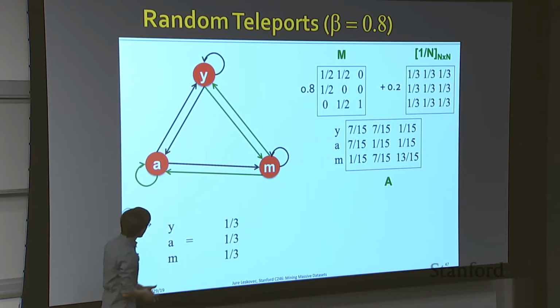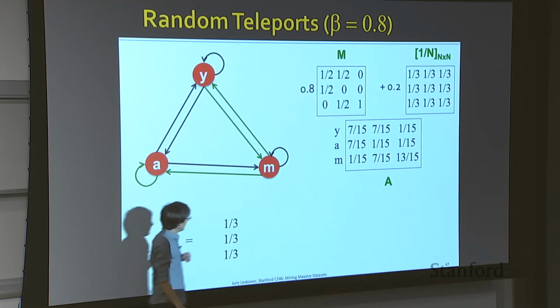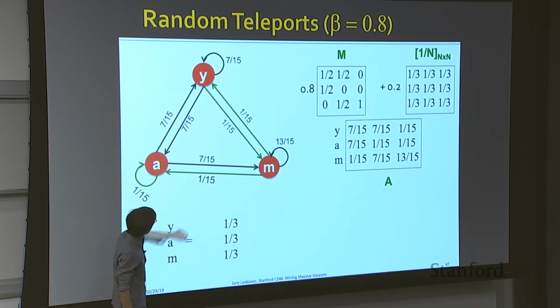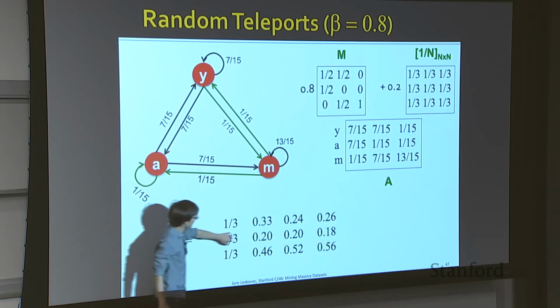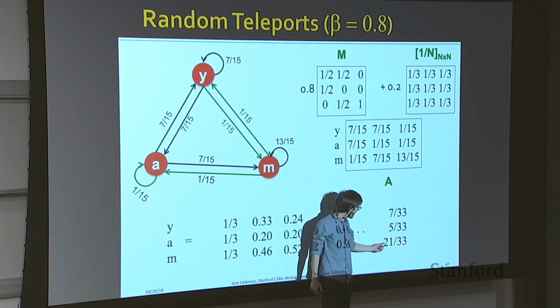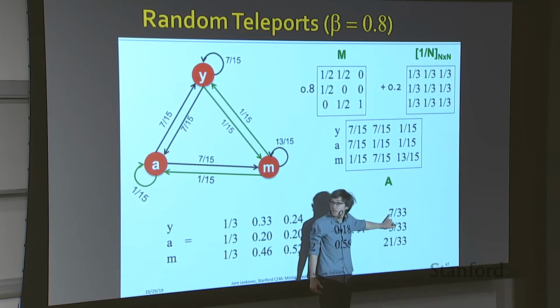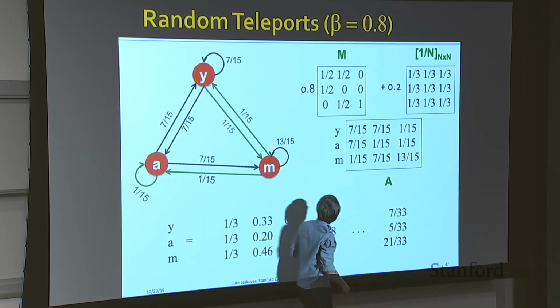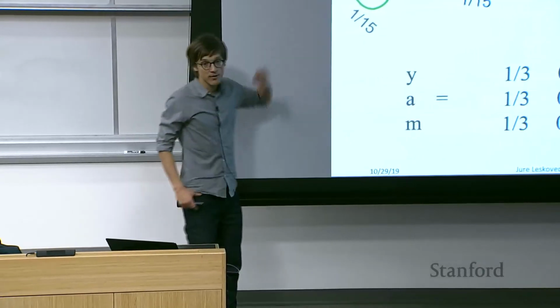So this means now, if I take my starting vector and multiply it with this matrix A, here are the transition probabilities. And if I multiply this, this will converge to the following result, where Y will have the most importance. This is now, I think, M, and this is A. Right? Do people have any questions about this?